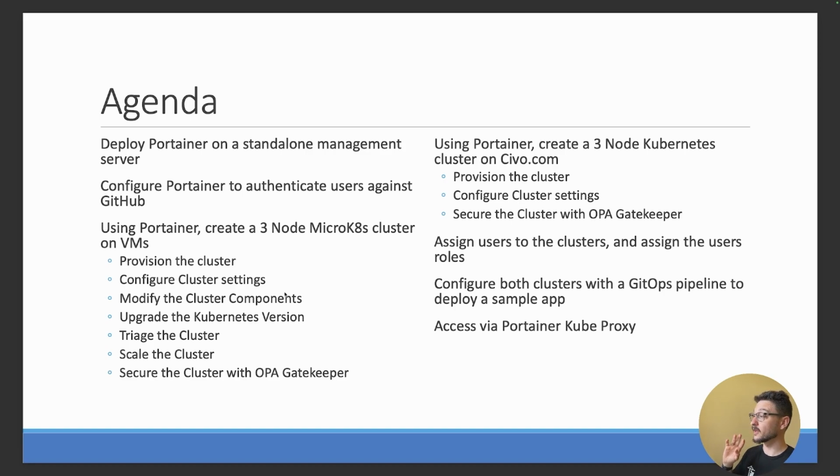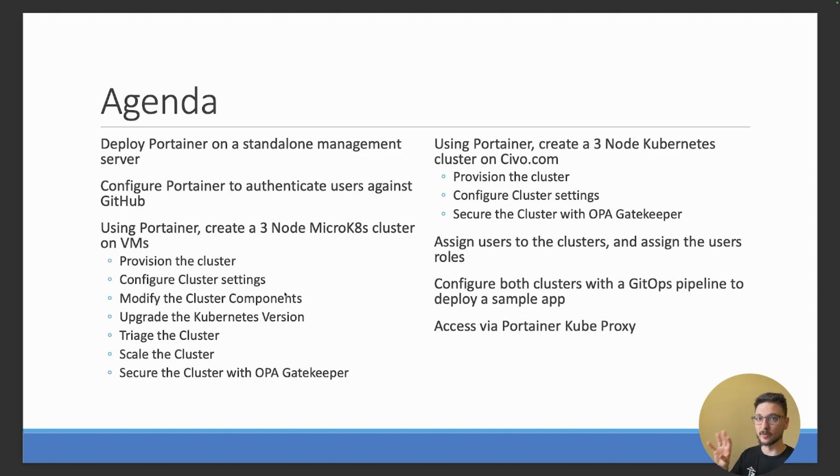We're going to then use Portainer itself to create a 3-node MicroK8s cluster. Now these nodes will be virtual machines. We're going to then provision the cluster, configure it, modify the cluster components, and then we're also going to upgrade the Kubernetes version within Portainer. And then we're going to triage the cluster.